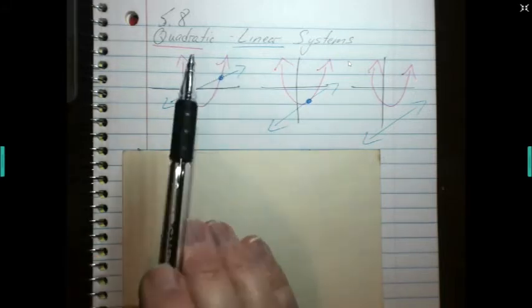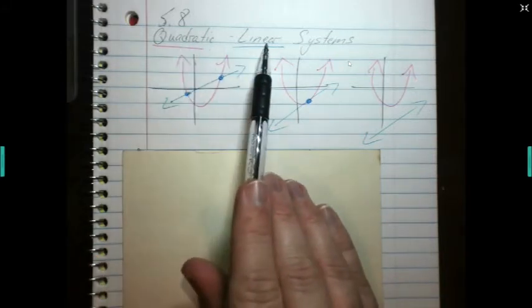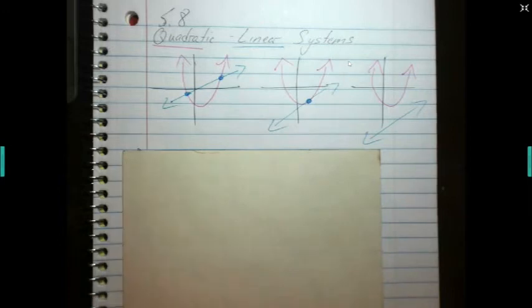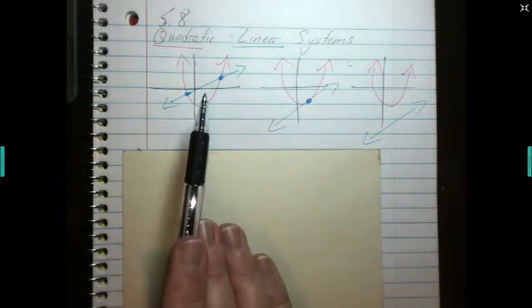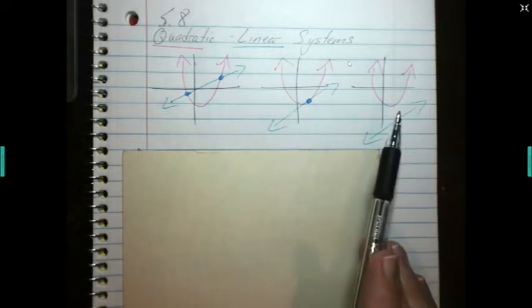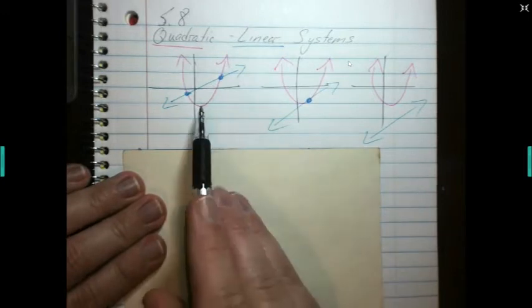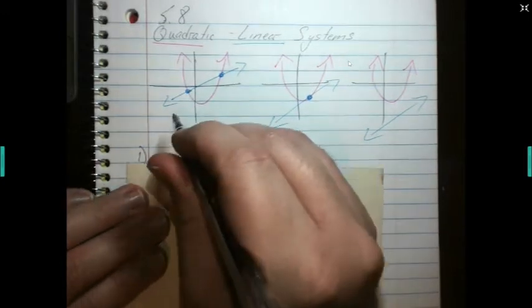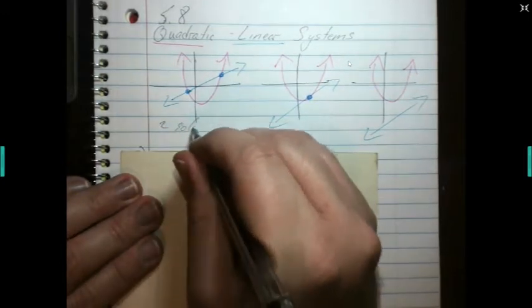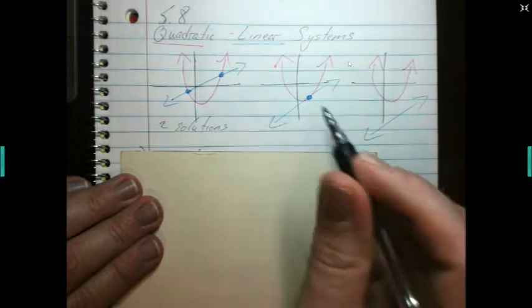So before we start with solving quadratic linear systems, we should take a look at what they might look like on a graph and what that can give us. So here, the quadratic in all three of these is pink and the linear is blue. And we can tell here they intersect twice, so we can have two solutions. That is a distinct possibility.